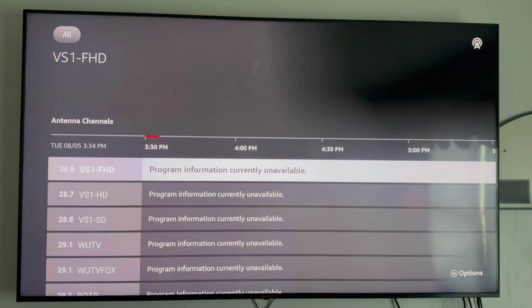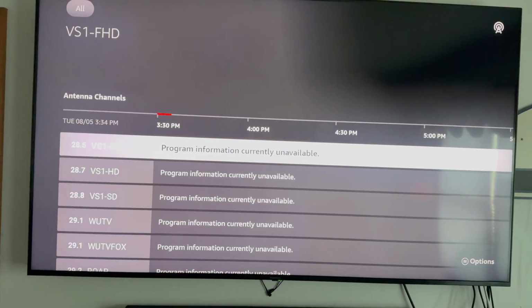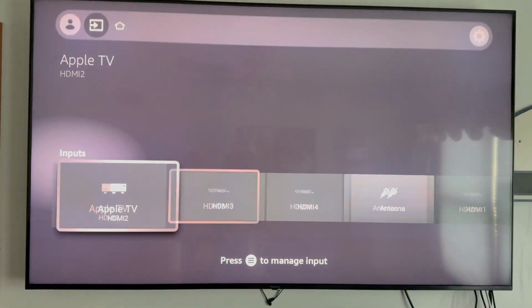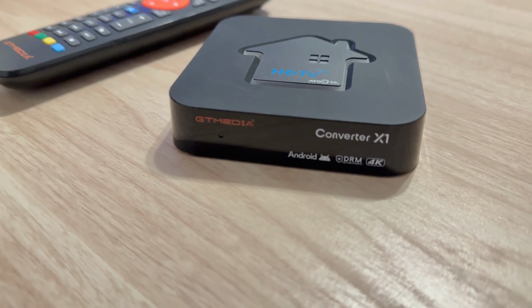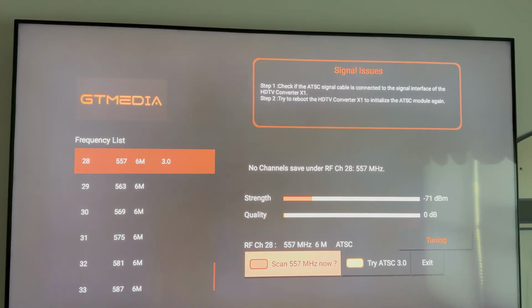So this TV actually scans in the channels. It actually works, which is really cool. The problem, though, is some of these other boxes. This GT Media box is not adding this signal at all. I don't know what the heck is going on with this.